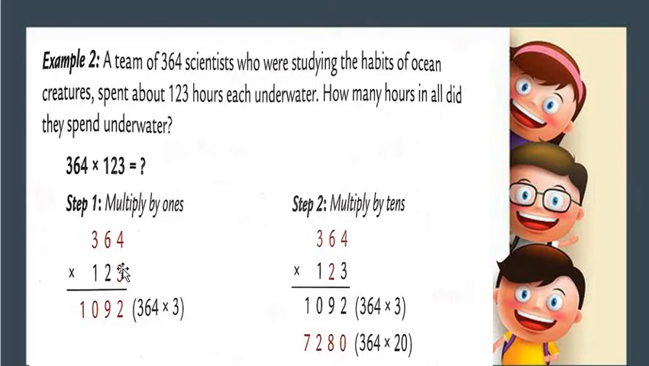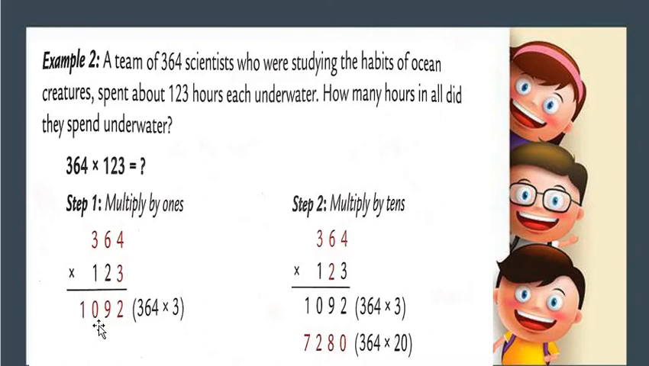Now 3 here, the first 3 multiplies 364. 3 4s are 12, so 2 here and 1 as a carry. Then 3 6s are 18 plus this 1 carry is 19, so 9 here and 1 as a carry. Then 3 3s are 9 plus this 1 carry is 10. So we write 10.